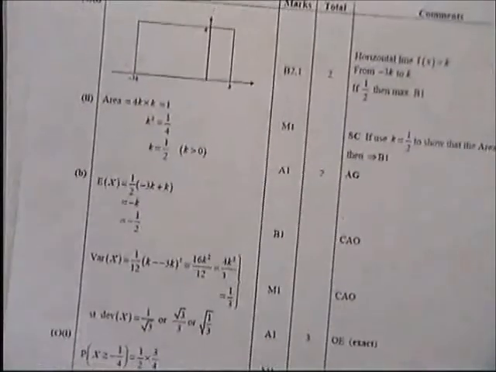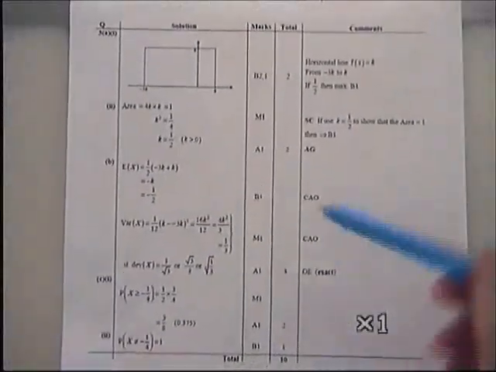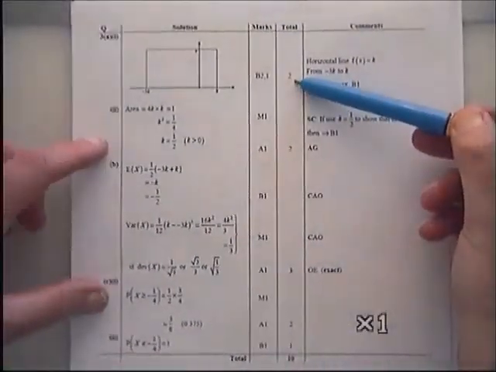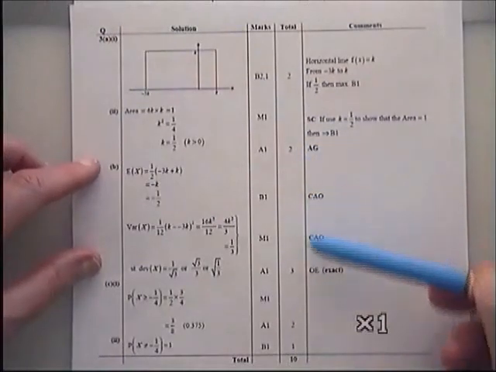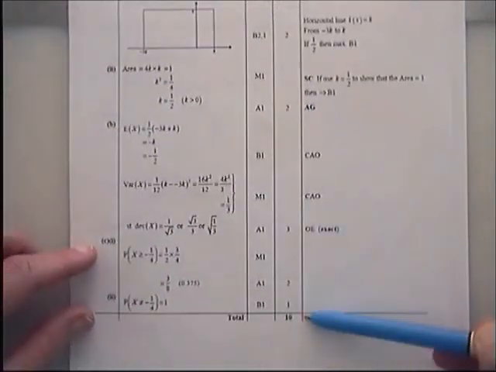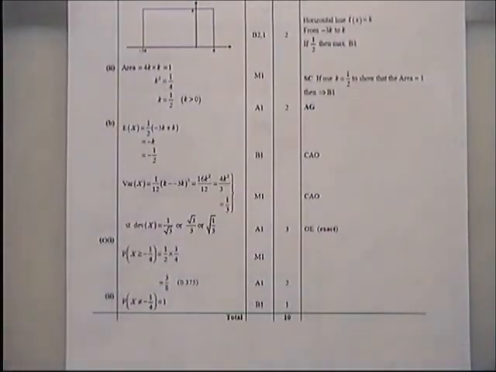So, for that one, that was a 10-mark question. A1, 2 marks. A2, 2 marks. Part B, 3 marks. Part C, 3 marks. That makes 10 altogether.